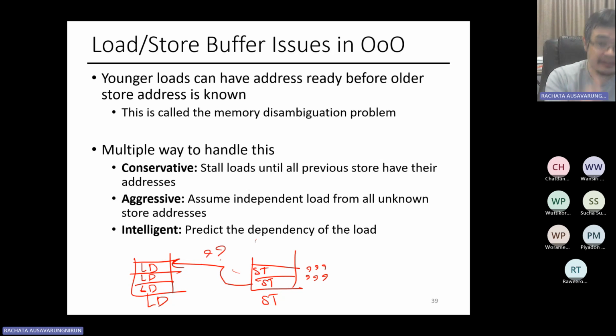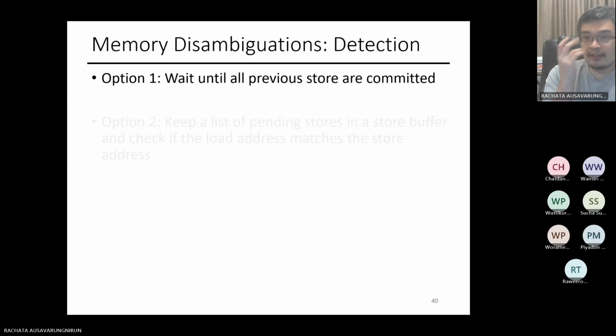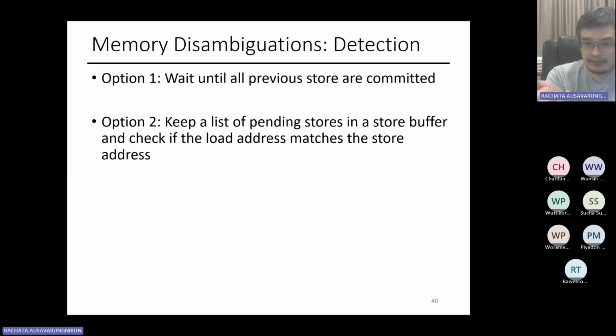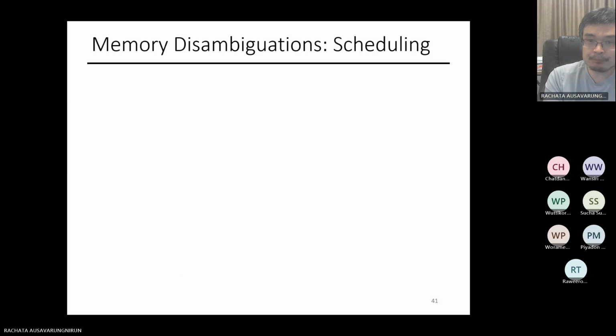You can be conservative, right? Wait until the previous store knows the address. Or you can be aggressive and then redo if you're wrong. The first option is conservative: you wait until the previous store committed. Now you know the address, so you can forward right away. Otherwise, you keep the pending store in the store buffer and check if the load address matches.